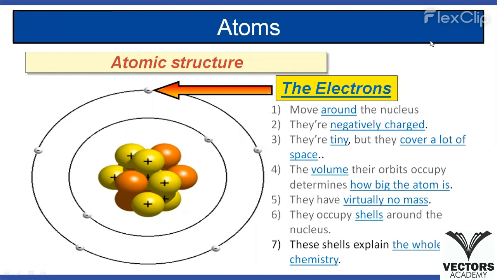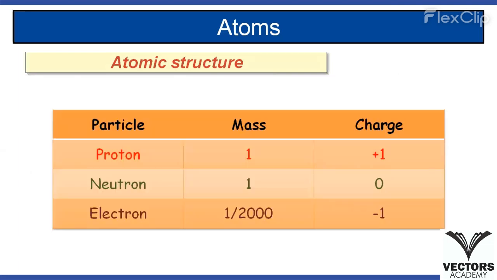Electron. It moves around the nucleus. These are negatively charged particles. They are tiny but cover a lot of space. The volume their orbit occupies determines how big the atom is. They have virtually no mass. They occupy shells around the nucleus. These shells explain the whole of chemistry.